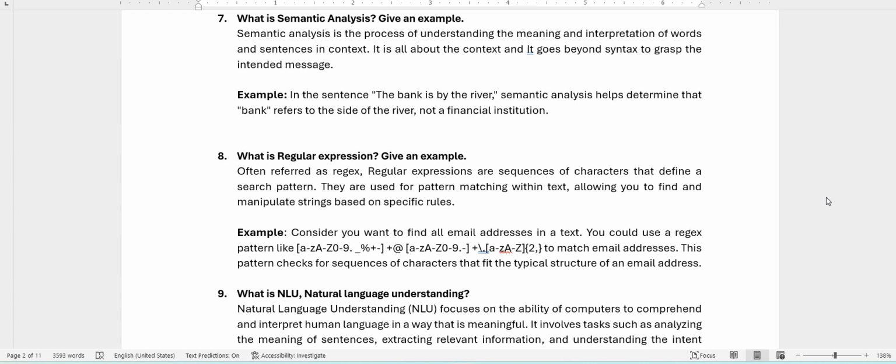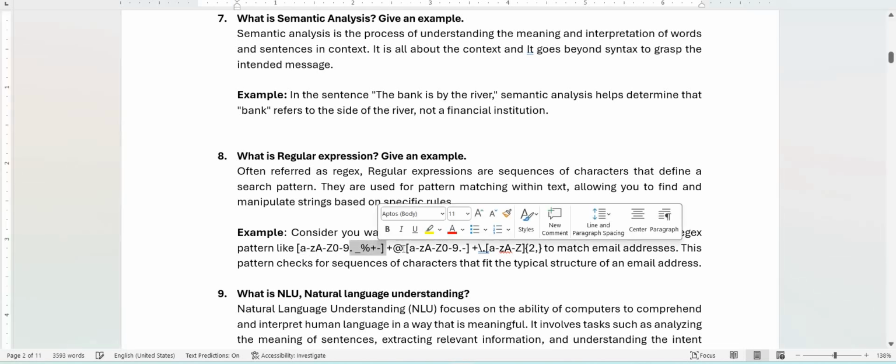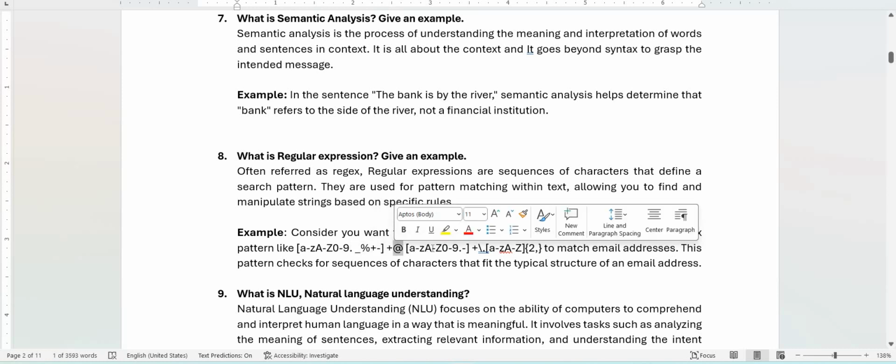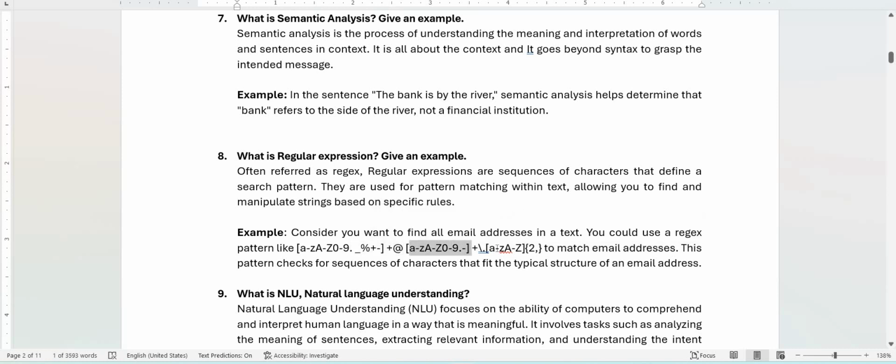We will take a simple example. We want to find all the email addresses in a given input text. And there we have to use the regex pattern as you can see in front of you. A to Z, capital letters and small letters, 0 to 9, followed by the symbols, and an email address will have an at, followed by again a set of characters and a dot, followed by again a set of characters. This will help you in matching the email address. This pattern checks for sequences of characters that fit the typical structure of an email ID.